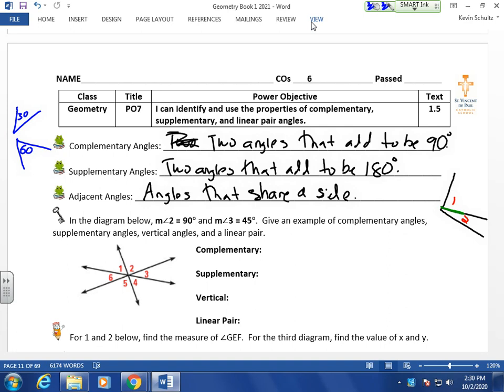So in the diagram below here, a little bit of chance to practice with four angle terms that we've talked about: complementary, supplementary, going back a little bit, vertical angles, and a linear pair. Given that the measure of angle 2 is 90 degrees, so let's go ahead and draw that right angle box in there for angle 2. And that angle 3 is 45 degrees. Give an example of complementary, supplementary, vertical angles, or a linear pair. Any ideas? You can tackle any of those four.